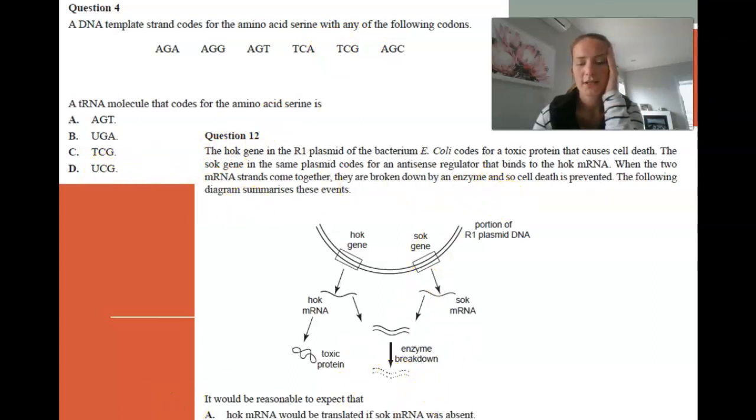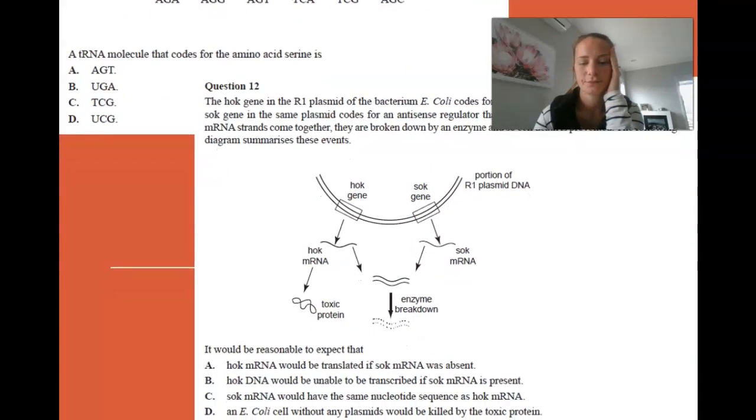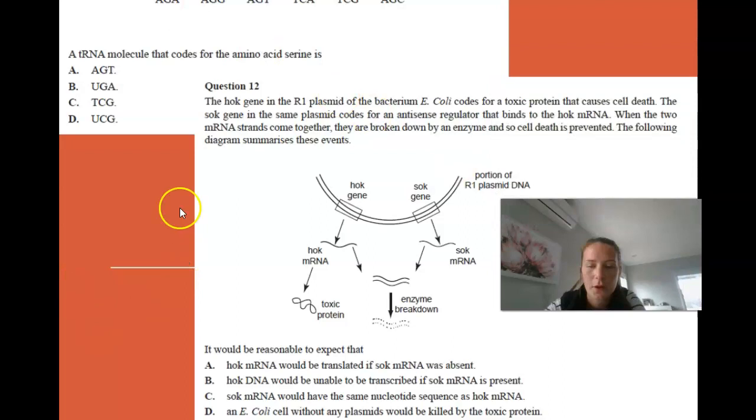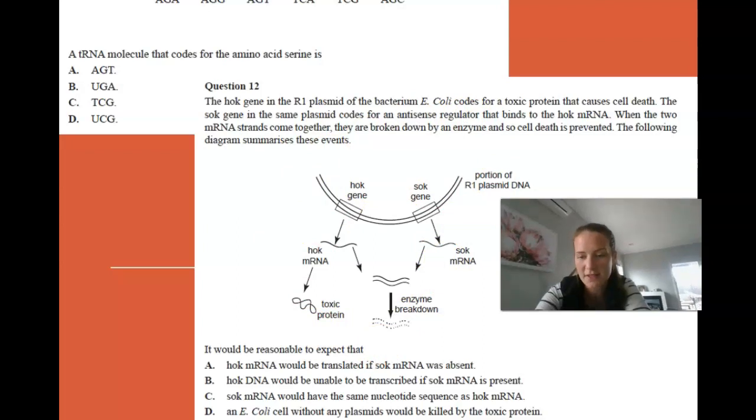I'll move the screen down a little bit so you can see the rest of question 12, and if you hit pause. All right, so this one takes a little bit of reading and understanding, but hopefully you come up with an answer. Okay, so the HOC gene on this plasmid codes for a toxic protein that causes cell death, which is represented here. And the SOC gene, if transcribed, can intercept that pathway and lead to breakdown of the mRNA instead of the toxic protein. So this is a nice example of a diagram that, again, you're unfamiliar with. It's not something that we have studied, but you have the equipment, you have the skills to be able to digest the information and come up with an answer.